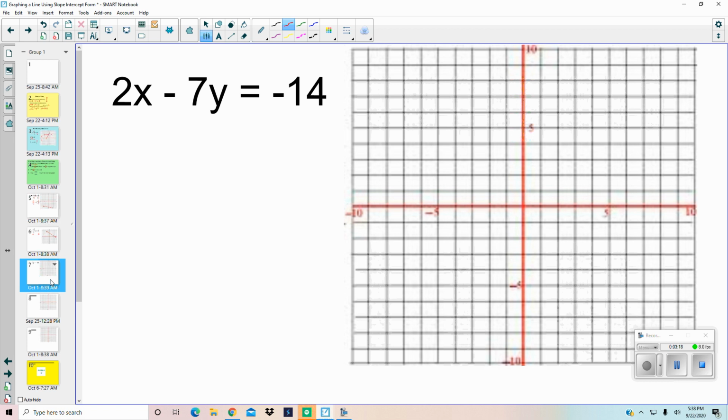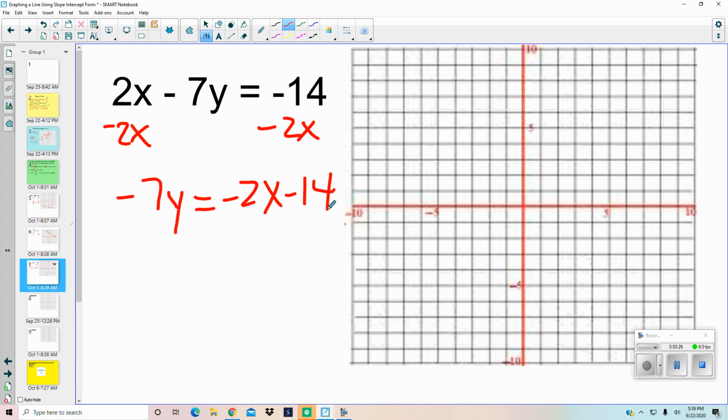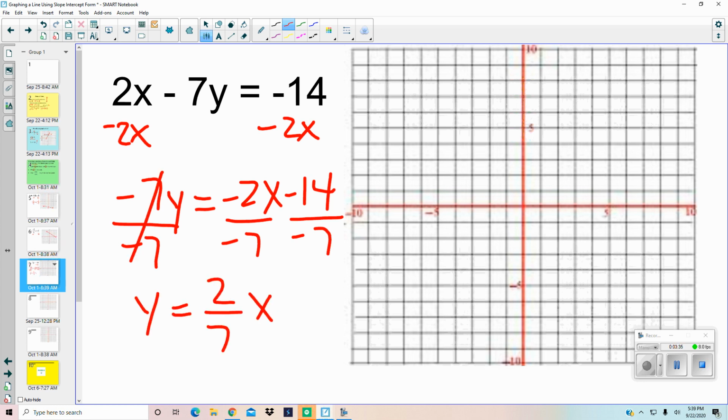If it's not solved for y, you have to do that. So I would subtract 2x. Divide by -7. Giving me y equals 2/7 x plus 2. There's my m and there's my b. My first point is 2 on the y-axis. Then I go up 2 to the right 7. Okay, I could go down 2 to the left 7, and that would fit on this graph. Remember, up and to the right, those are positive numbers. Down and to the left, those are negatives.